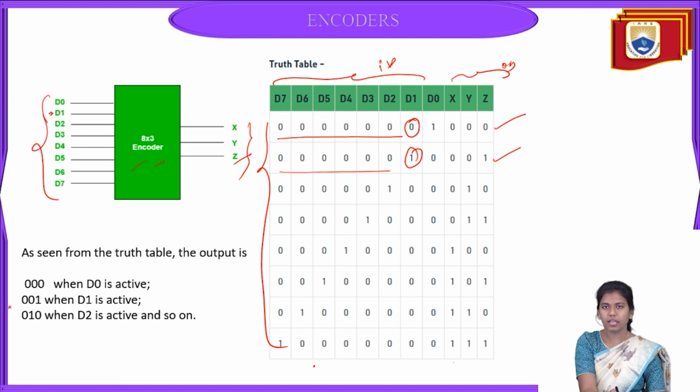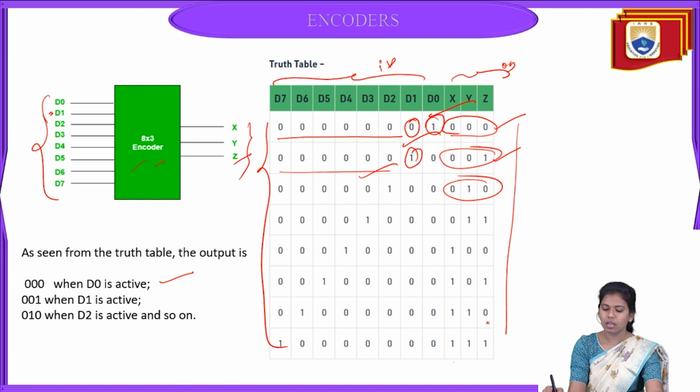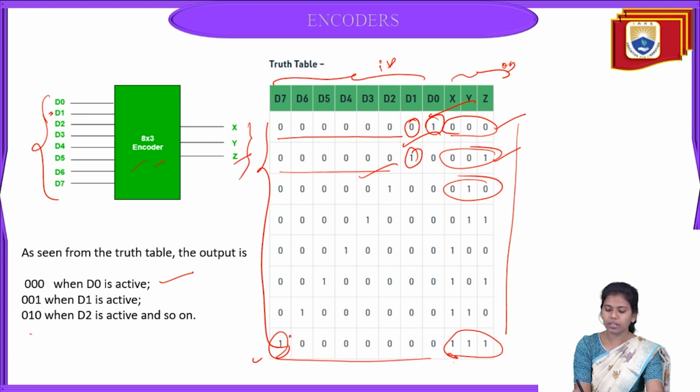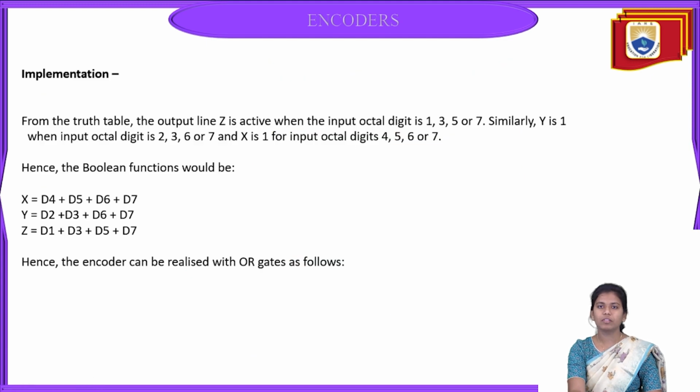See, when the output is 0 0 0, D0 is active. When the output is 0 0 1, D1 is active. 0 1 0, D2 is active, and so on. When the output is 1 1 1, D7 is active. So this is the truth table for the 8x3 encoder.